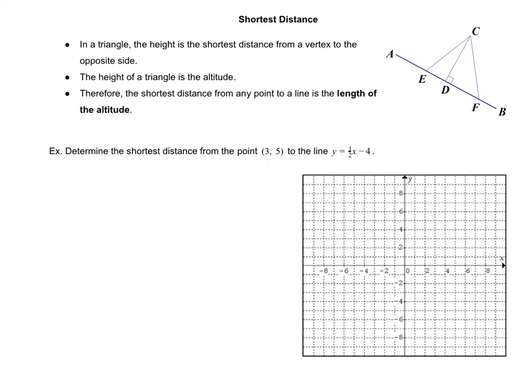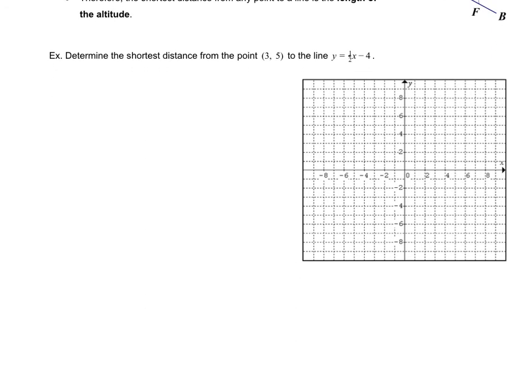So let's start with our first example. Determine the shortest distance from the point 3, 5 to the line 1/2 x minus 4. So let's go ahead and plot the point and draw the line just for a visual. Now this isn't necessary, but for the first time, it's a good idea. So 3, 5 is here, that's my point.